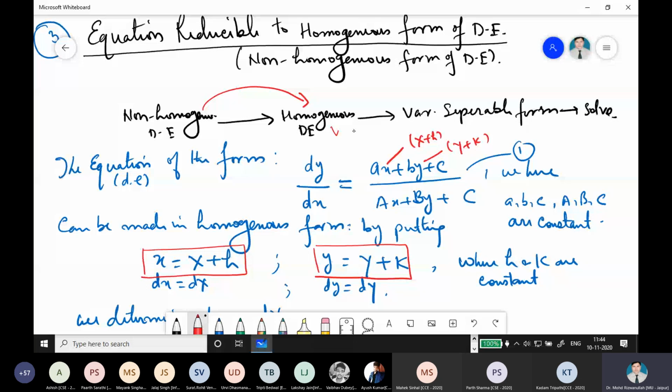Say what I did in the previous class, that y has to be replaced by another independent variable v. The same way we can apply here, this y replaced by v. So the homogeneous equation has to change into this variable separable form, and then you can solve the equation, you will get the answer. Fine. It's very simple, and you can get the answer.